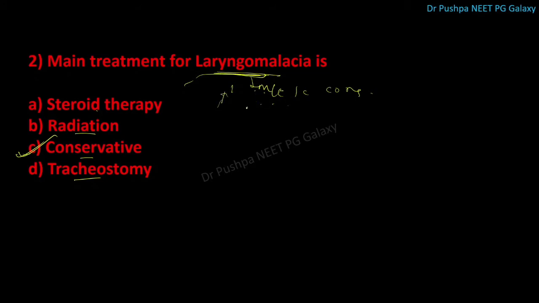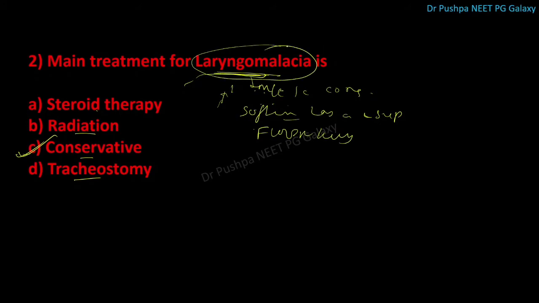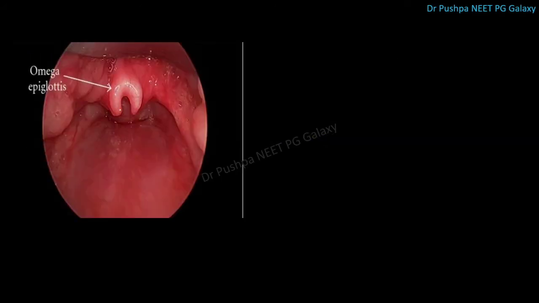So in this, there will be softening of larynx and supraglottis. It will be a floppy larynx. So in laryngomalacia there will be softening of larynx. We can see the omega shaped epiglottis. In this laryngomalacia we find inspiratory stridor.